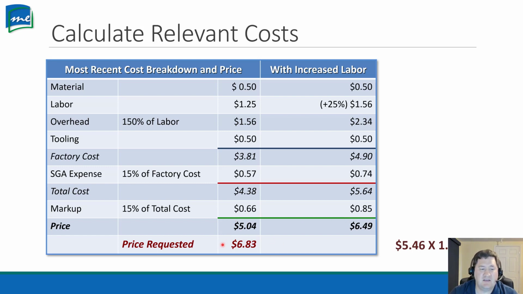And they're asking for $6.83, which is the $5.46, what that number should be, multiplied by 125%. We have the 100%, but then we had that labor increasing 25%. So if we just took our original price and added 25% to it, we'd be paying $6.83. So this is how a cost breakdown analysis works. Relatively straightforward. You've probably done this before.